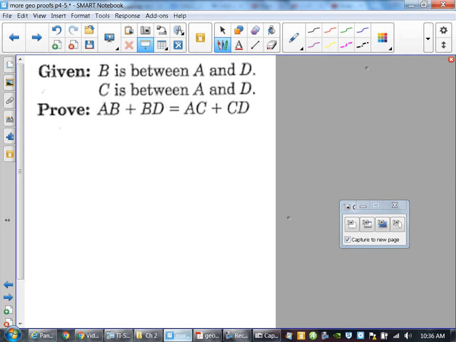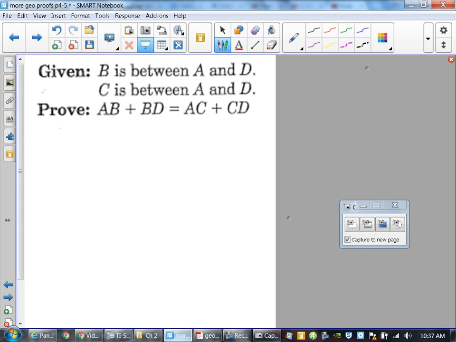What's created? Two segments. Right? That's what that means. Same idea. A and D, C is somewhere between them. What's created? Do I have two things that are equal to the same thing? Yes. That means these things have to be equal. That's all that is.